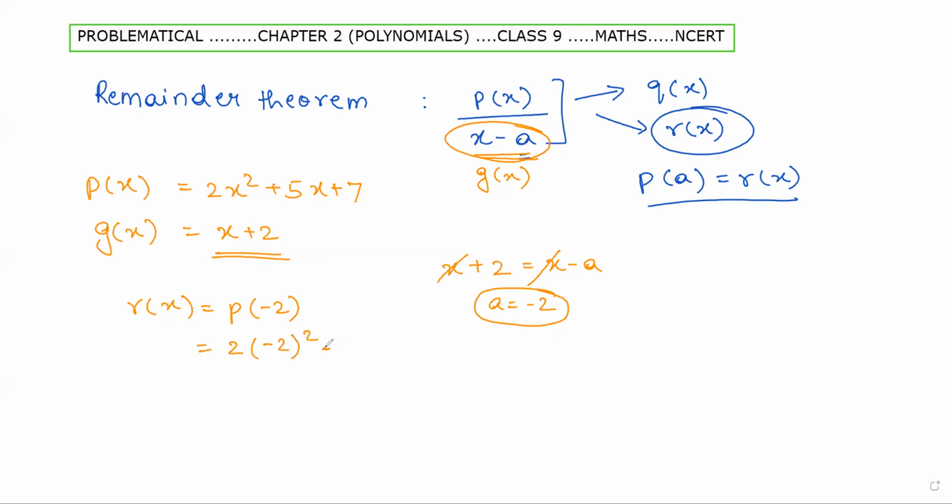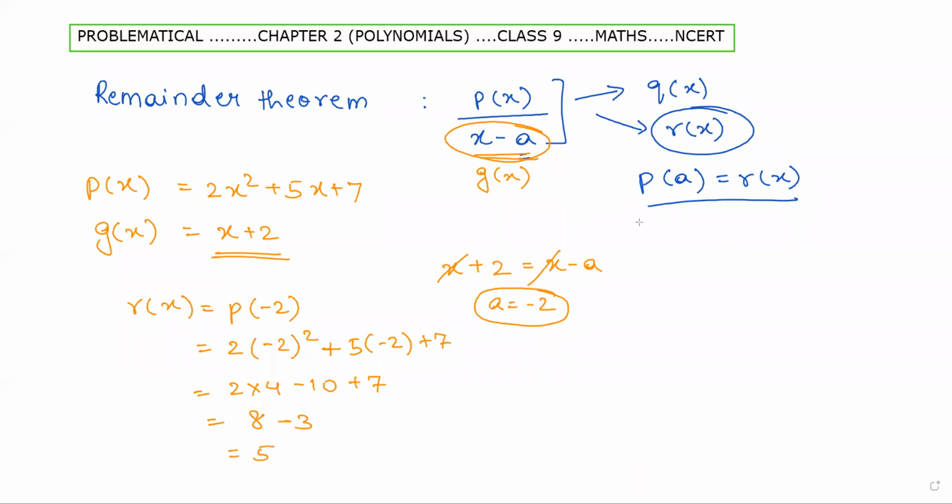We are substituting the value of x as minus 2 in the equation of p of x. This is 2 into 4 minus 10 plus 7. 8 minus 3, which is 5.